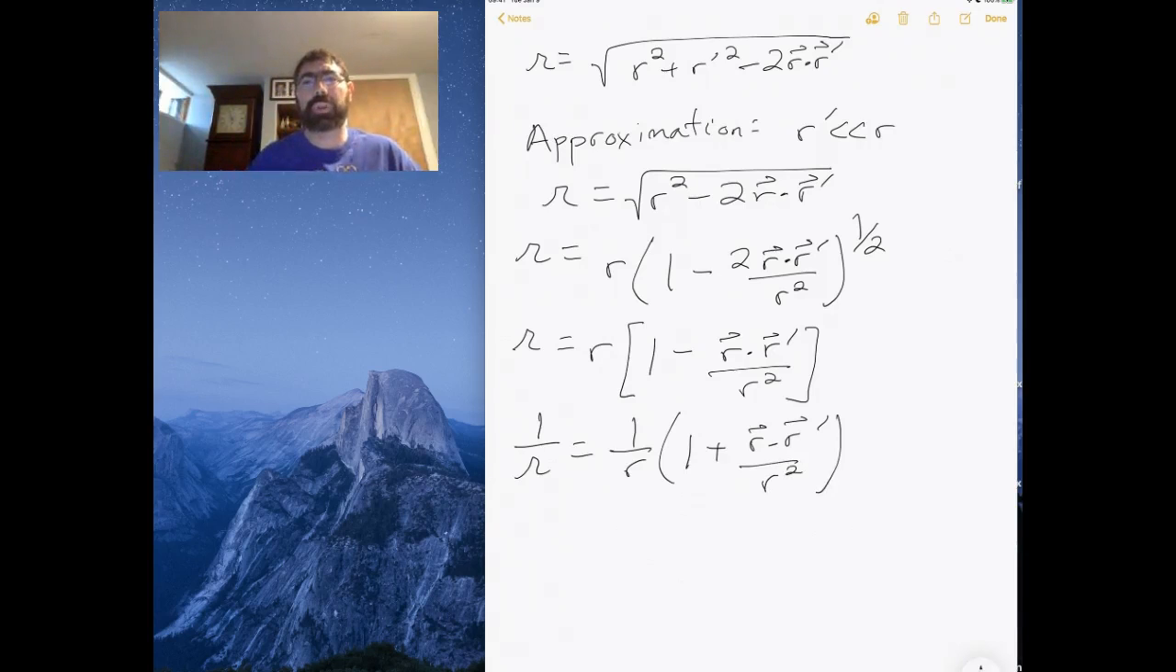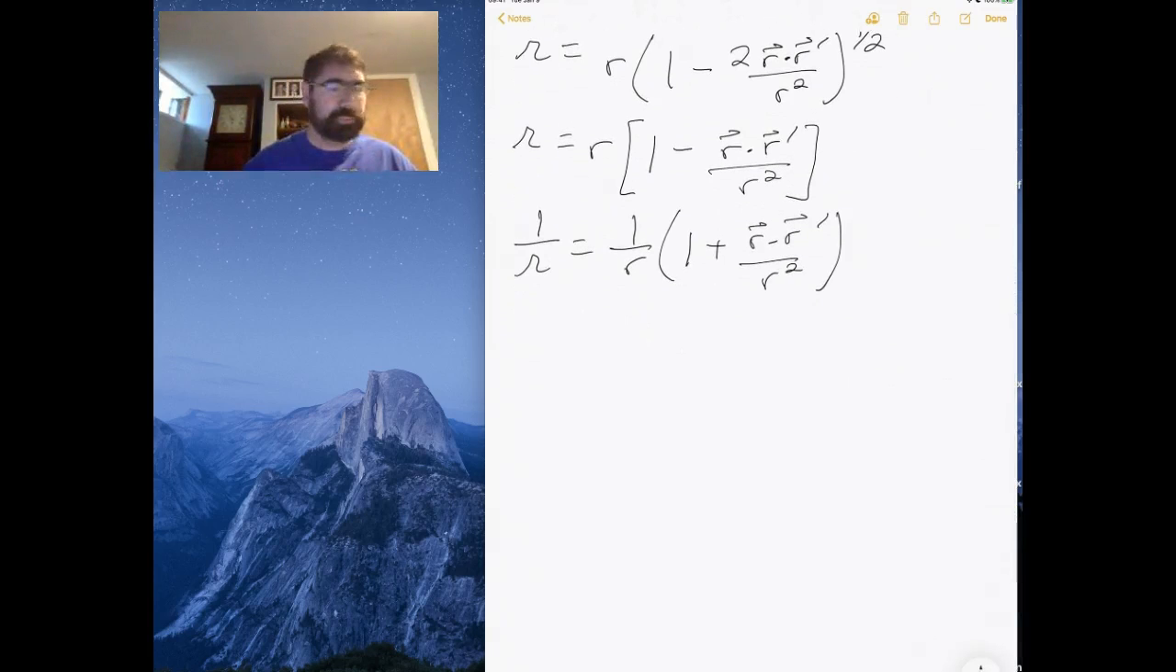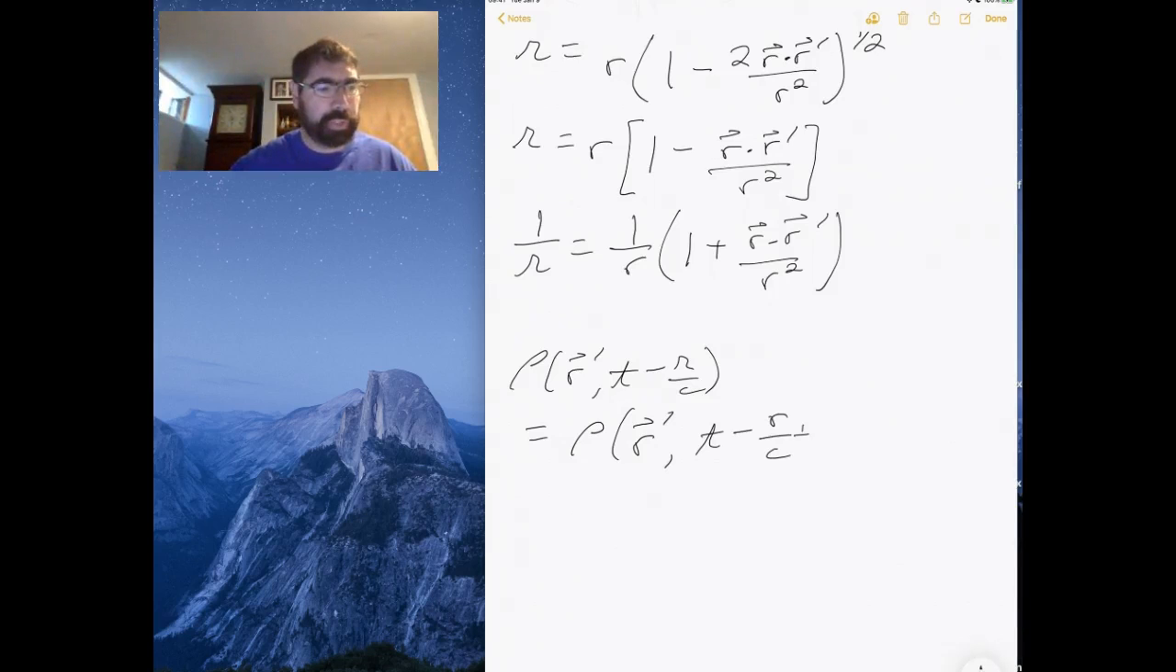So we had seen that before in previous lectures, doing the binomial expansion on r and the binomial expansion of 1 over r. Now if I look at my charge density, what I get is a charge density that is still dependent on r prime, at t minus r over c plus r hat dotted into r prime over c.